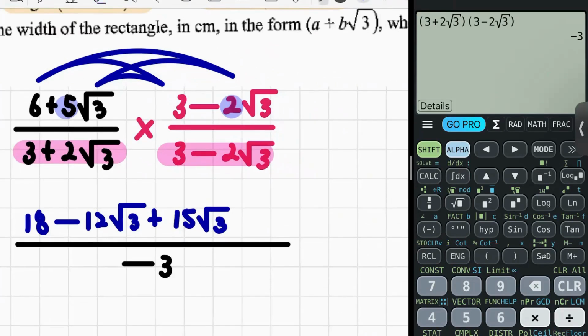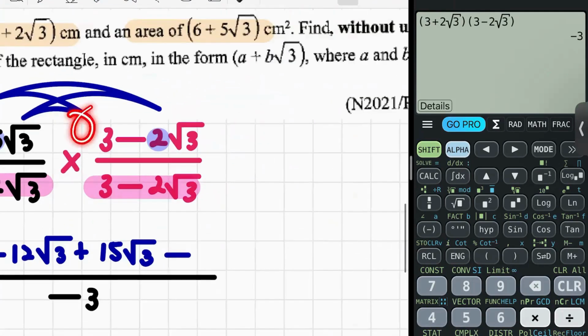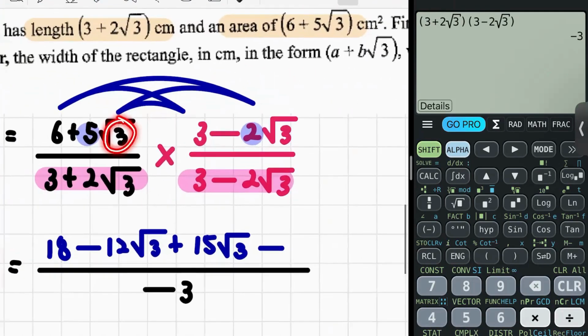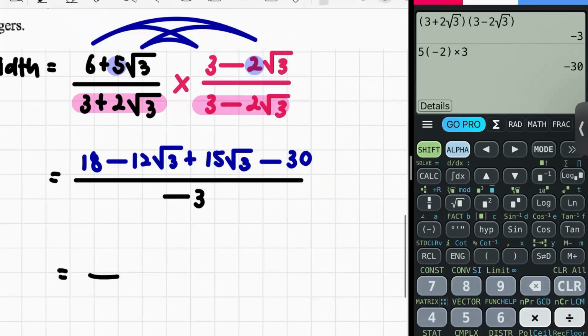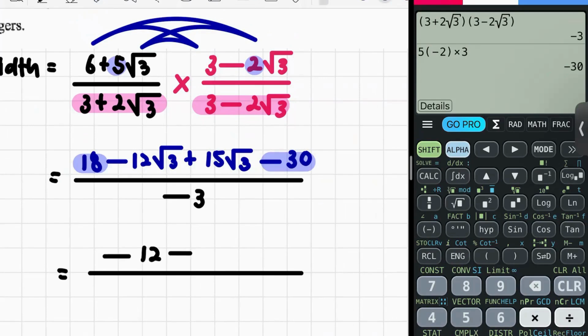For this one, a little bit more complicated. 5 times -2 first, which gives me -10. Root 3 times root 3, that's 3. So what we have here is 5 times -2, multiplied by 3, so -30. We're just going to simplify number with number again. 18 minus 30, that's -12. Then minus 12 plus 3.